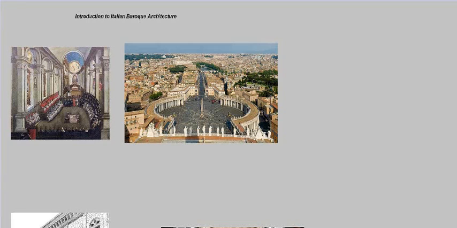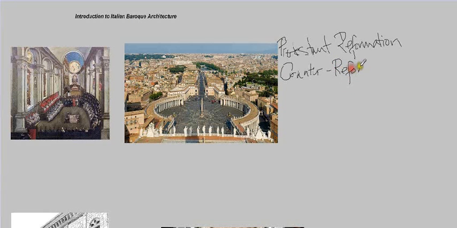Since we've already been studying the Baroque in Italy in this course, you should already know the major issues of the period, but let's review the main conflict that's driving the art of Baroque Italy. And that is the Protestant Reformation of Northern Europe, and the response of the Catholic Church, which is the Counter-Reformation.